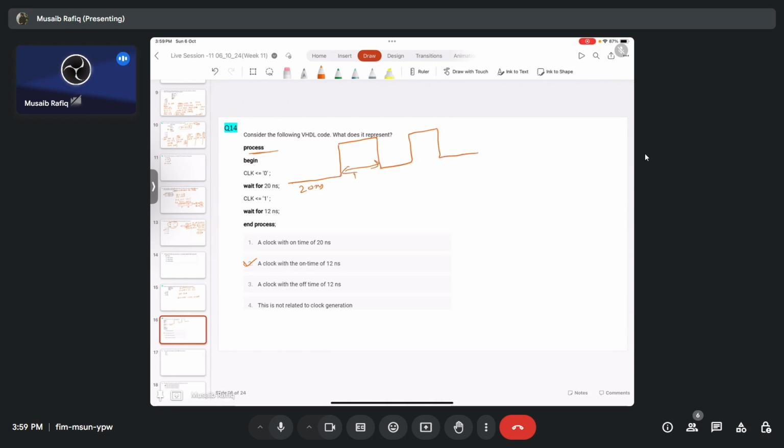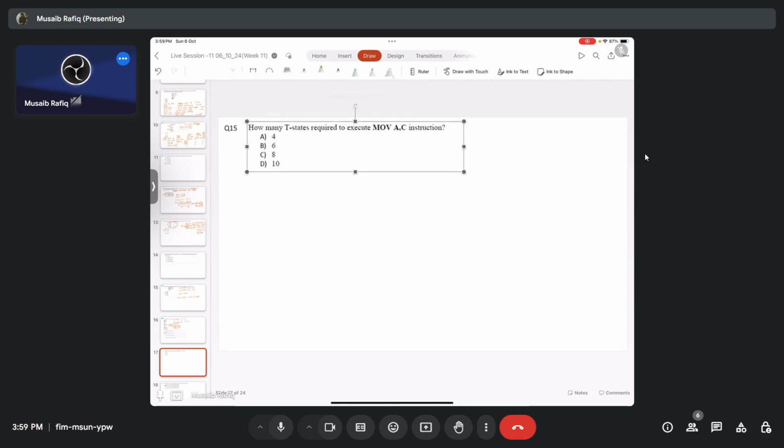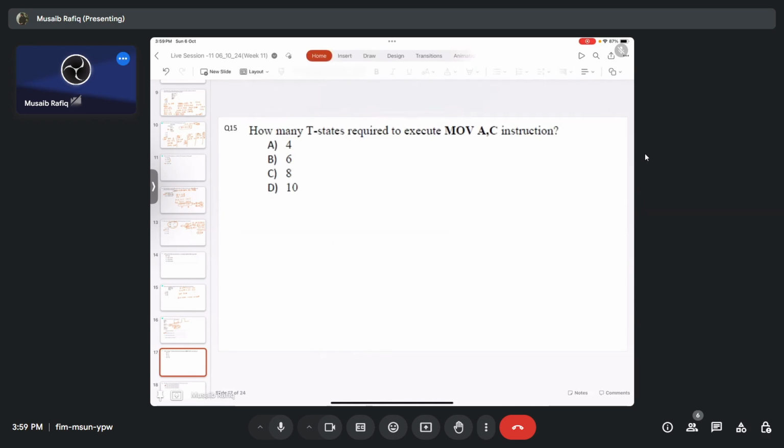So this is 12 and this is 20. So on time is 12 nanoseconds, off time is 20 nanoseconds, right? So option 2 is the correct answer. I think we have seen it in the previous question as well.